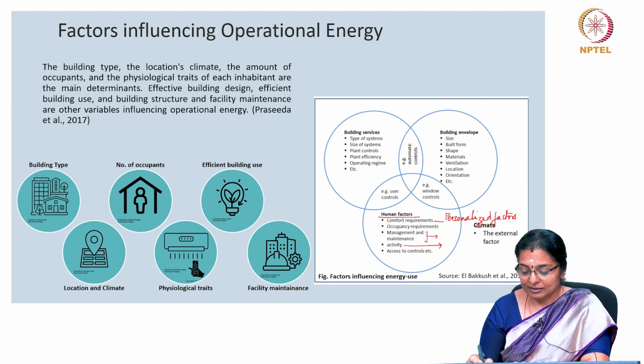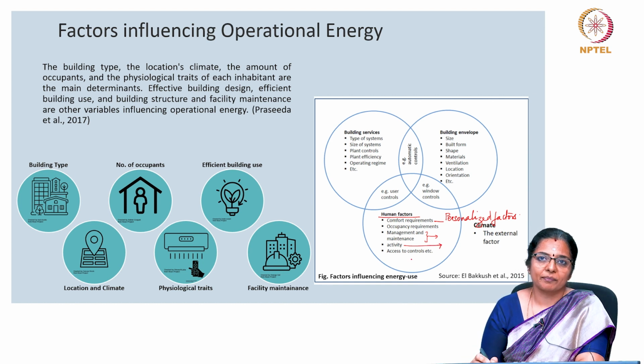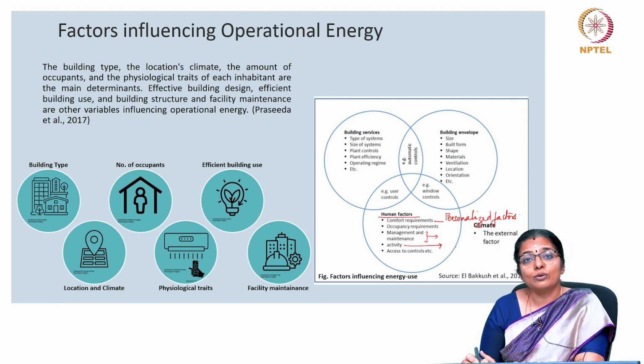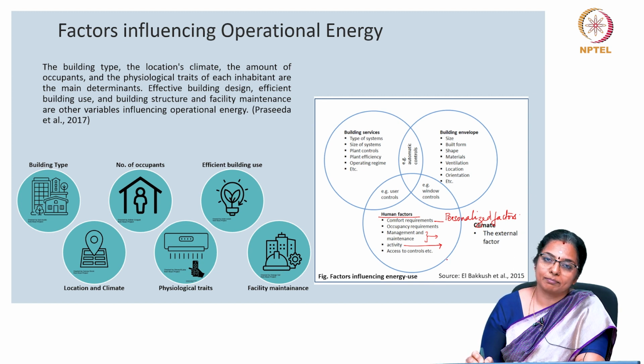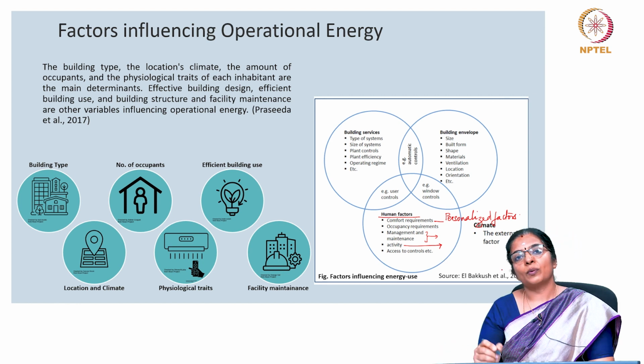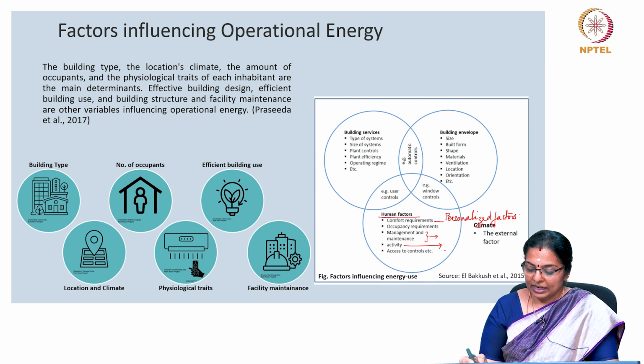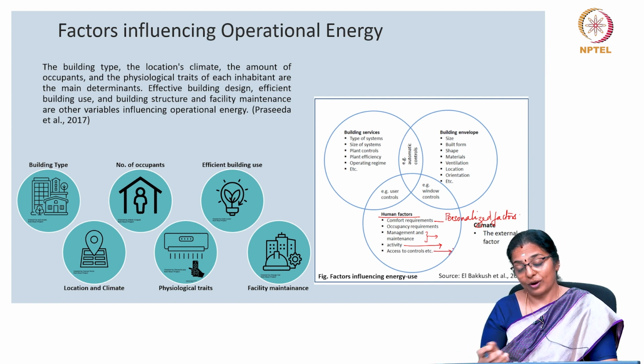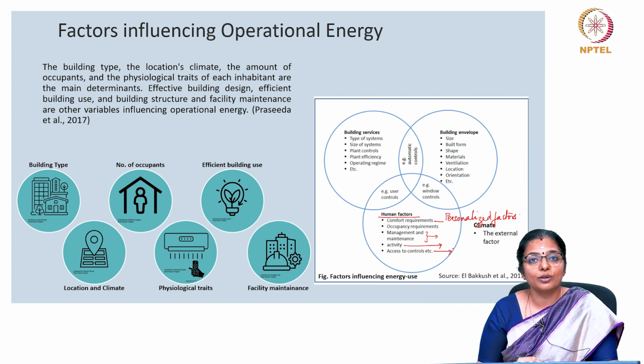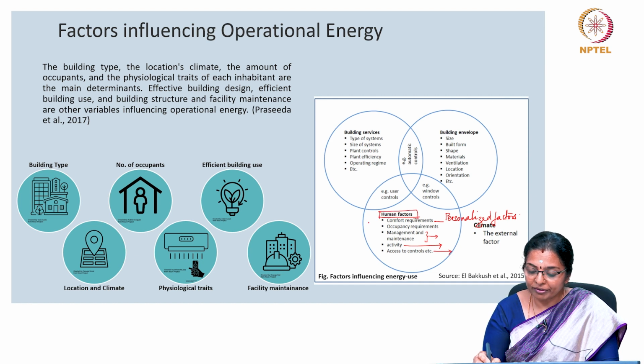Then activity levels. Imagine there is a space, probably even a residence, and there you have a treadmill. A person who uses the treadmill is going to feel warmer than a person who is sedentary. The activity level matters. So, can you imagine what happens in a gym compared to another space where a sedentary activity takes place? And then access to control. Yes, if you have a facility to use an air conditioner, you are going to use an air conditioner in a warm place. So, these are all the human factors.